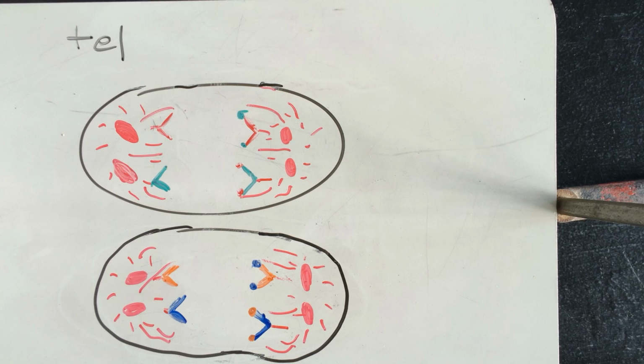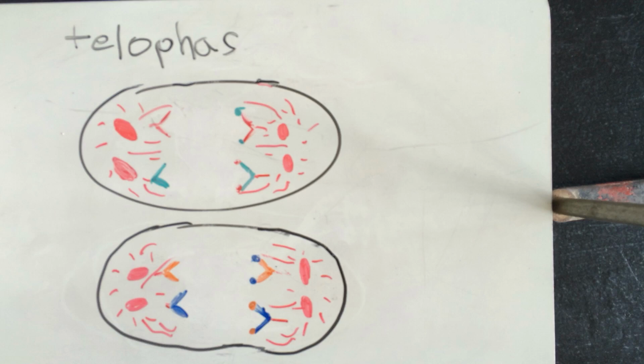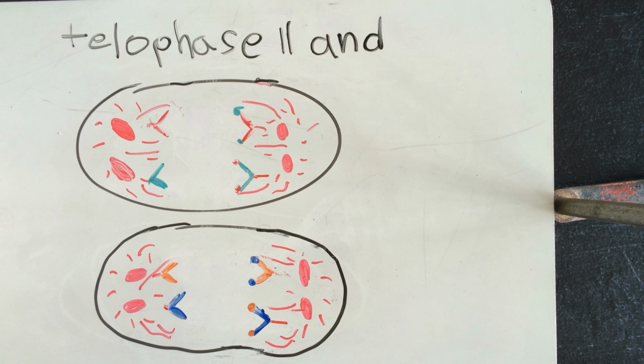In telophase 2 and cytokinesis, the two daughter cells split into 4 haploid cells, and the nuclear envelope reforms.